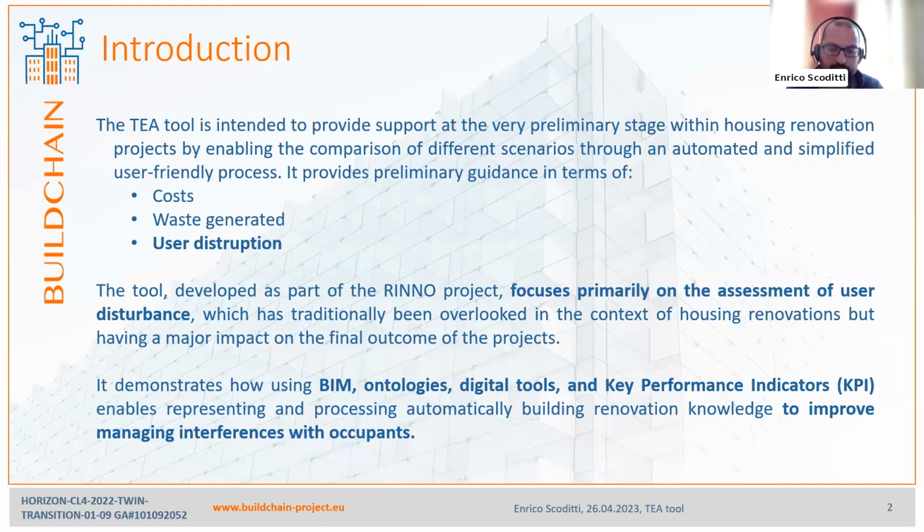The TIA tool is intended to provide support at the very preliminary stage within housing renovation projects by enabling the comparison of different scenarios through an automated and simplified user-friendly process. It provides preliminary guidance and information in terms of cost, waste generated, but above all, user disruption. Our tool focuses primarily on the assessment of user disturbance, which is often overlooked in the context of housing renovations.